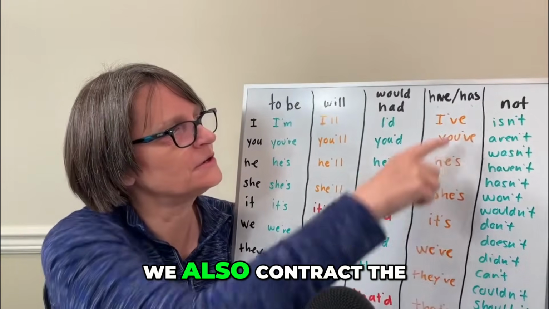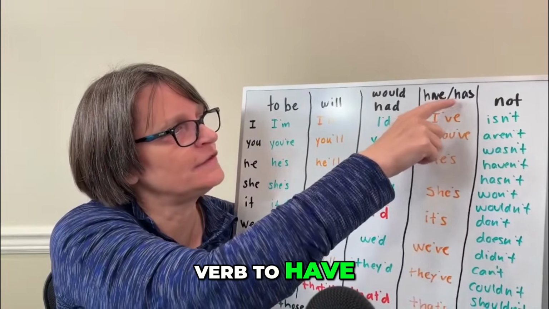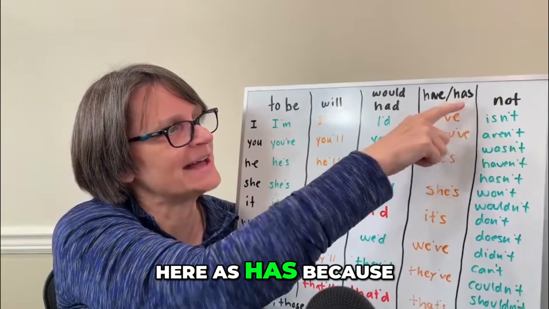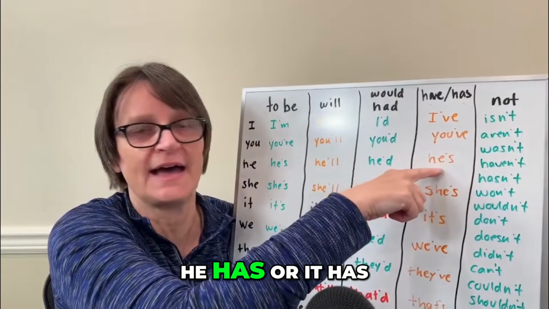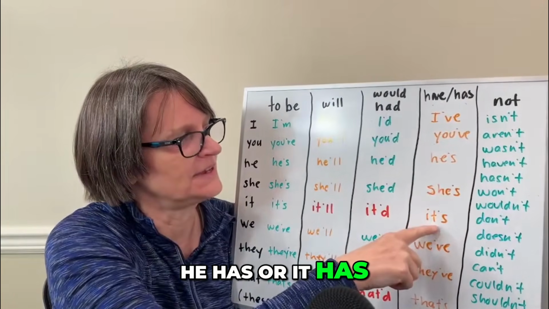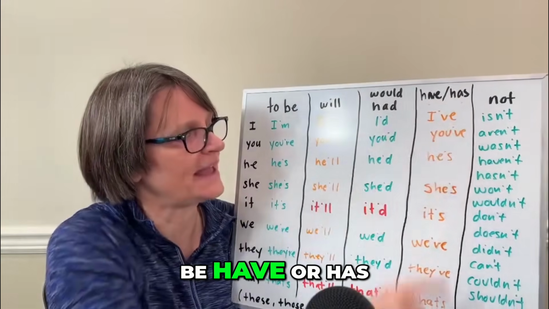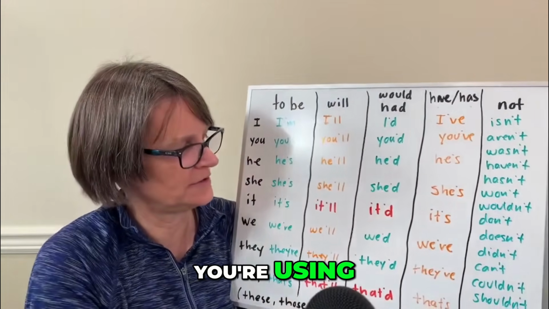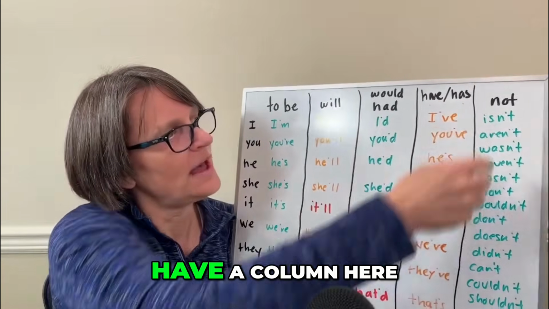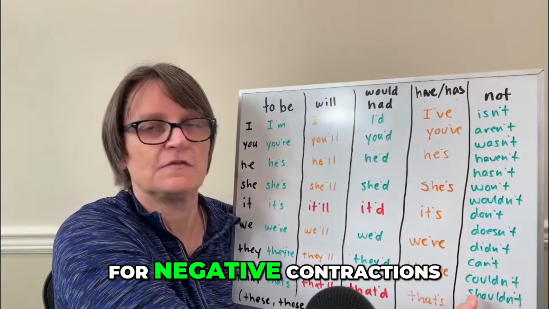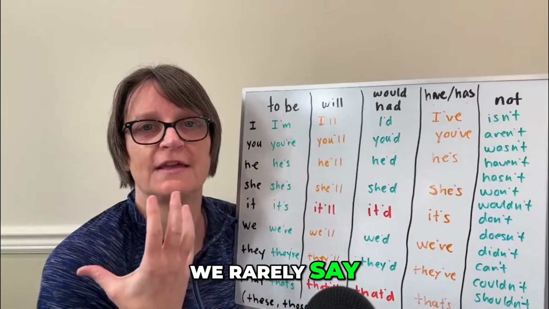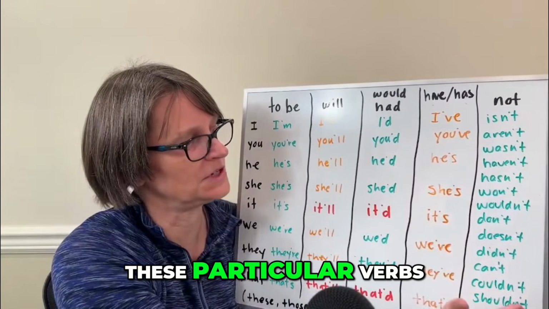Okay, we also contract the verb to have, which I also wrote here as has because when we're talking about he has or it has, it's the same verb, but it takes two different forms. So it's either going to be have or has, depending on what pronoun you're using. And then we have a column here for negative contraction. We rarely say the word not with these particular verbs.